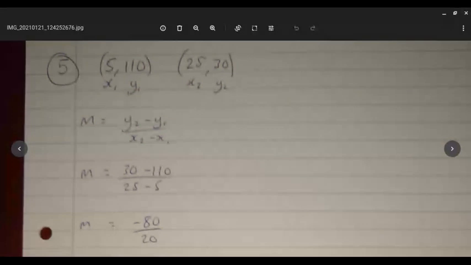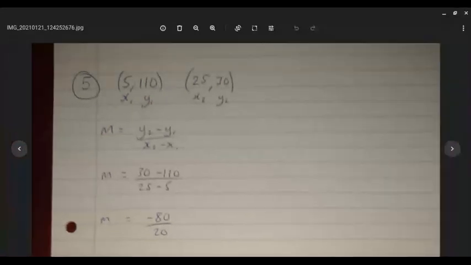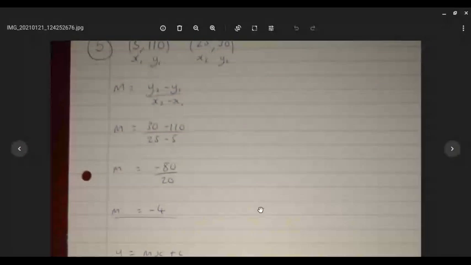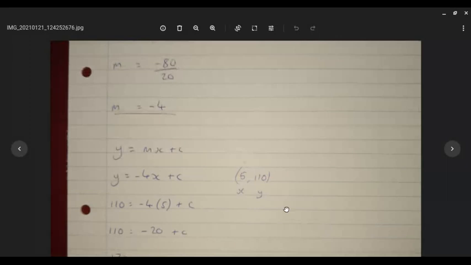They're totally different things. Right, so y2 minus y1, so that's 30 minus 110 over x2 minus x1, 25 minus 5. So that'll be negative 80 over 20, which when we simplify that, 80 divided by 20 is 4, so that'll be negative 4. So we have the gradient.